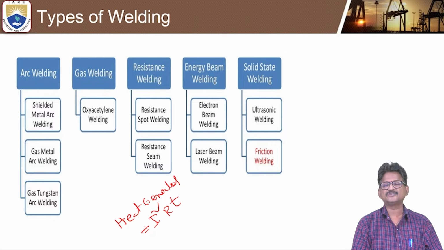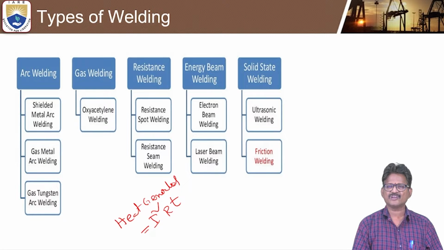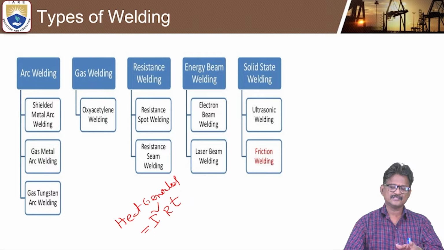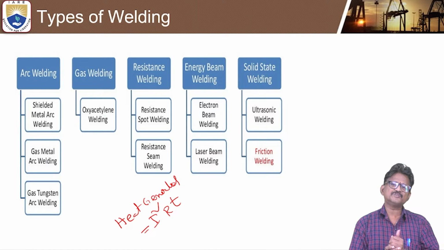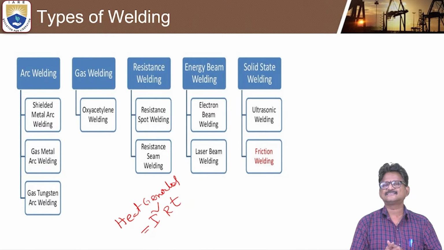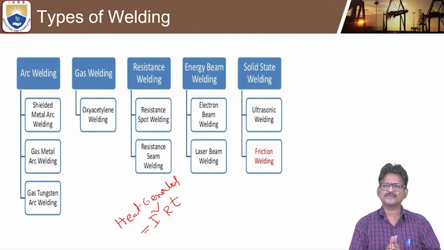So heat generated is equal to I square RT, that is current square, resistance, and time. These three parameters are very, very important for resistance welding. So totally the resistance welding will depend on this generating equation, I square RT. And again it can be subdivided into several different types of resistance welding process.